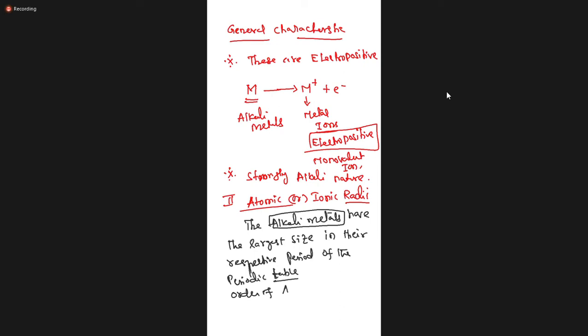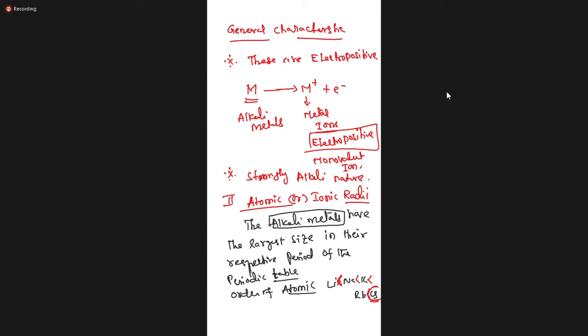Order of atomic radii. You know very well, in the period what will happen to atomic radii? Decreases. In the group, what will happen to atomic radii? Increases. Order of atomic radii: lithium, sodium, potassium, rubidium, and cesium. So which is the largest size? Can anyone tell me? Lithium is less than sodium, is less than potassium, is less than rubidium, is less than cesium. Cesium is the largest size in the group.